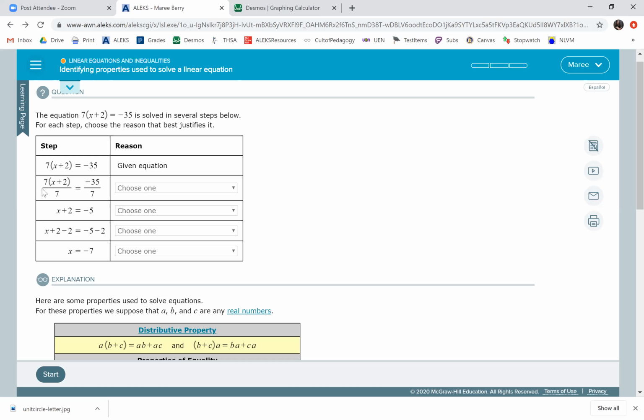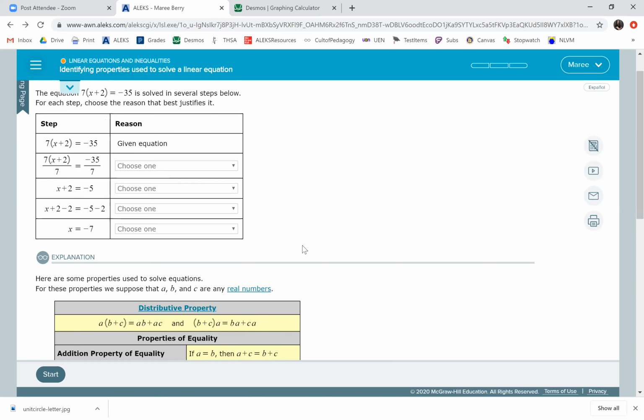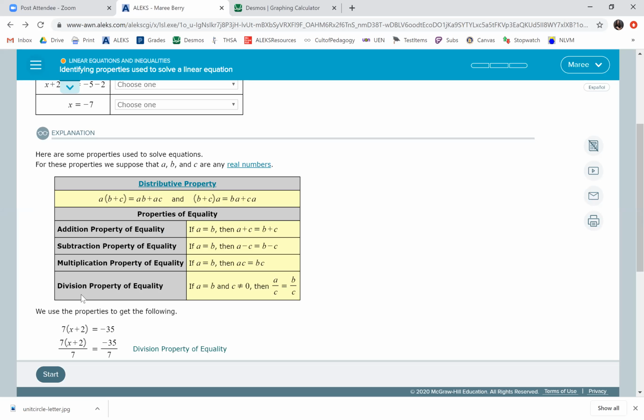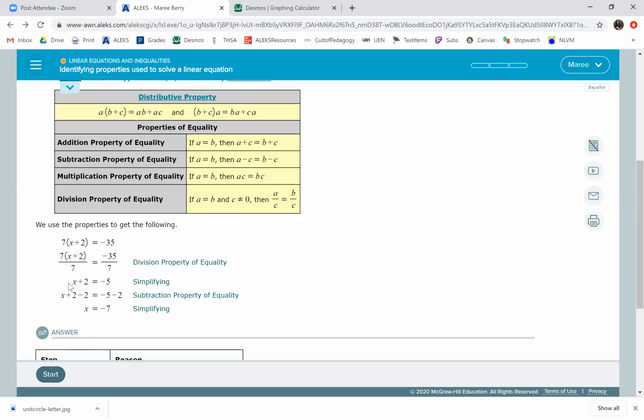First, they have the given, then we're going to use, oh, they divided first. Sweet. Because they divided, you're going to pick the one that says division property of equality. So you just take the word, like whatever you did, and write down that property. And then they simplified. So simplified usually always comes next.